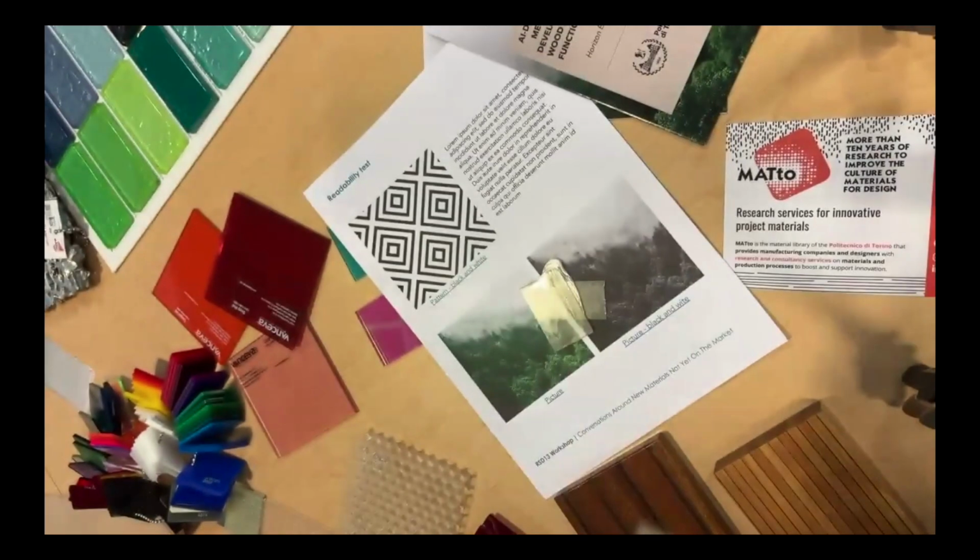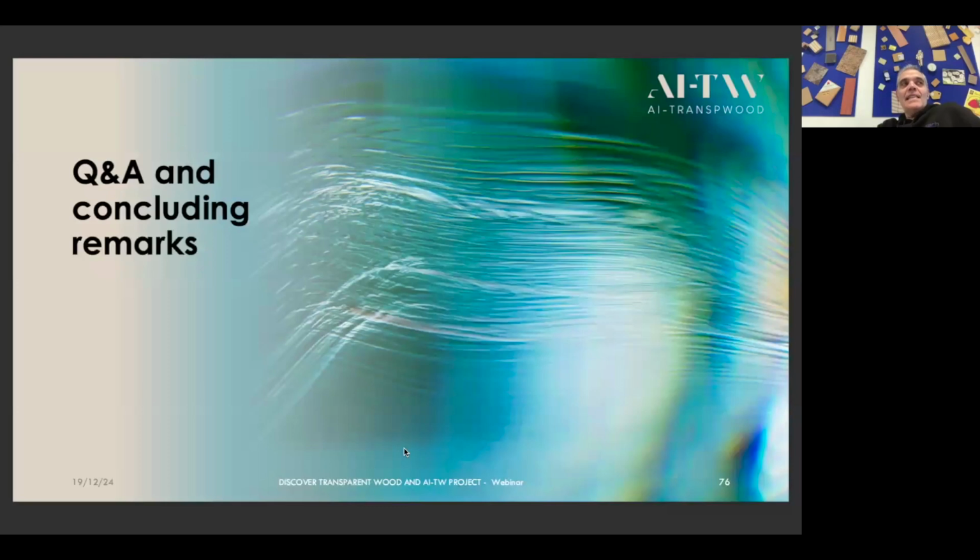What about the upscaling possibilities? Upscaling is related, in my opinion, mostly to the possibility of providing big size samples of transparent wood. For some window glazing, maybe a sort of mosaic. You can combine small tiles of transparent wood, and you get something that could also, from an aesthetic point of view, be very nice. But it has to be further investigated, I would say.